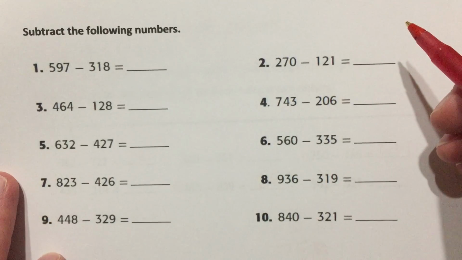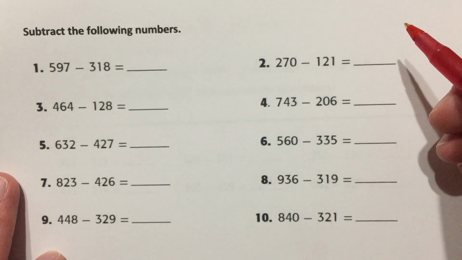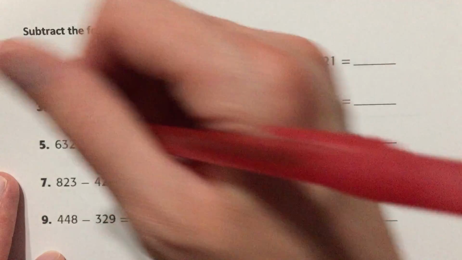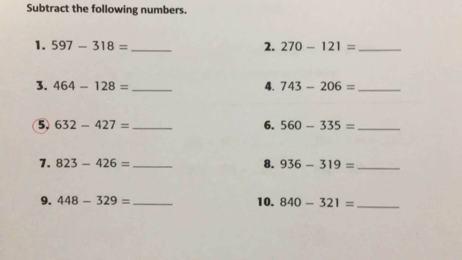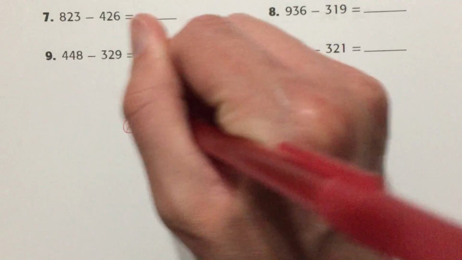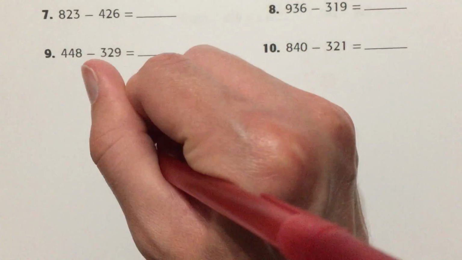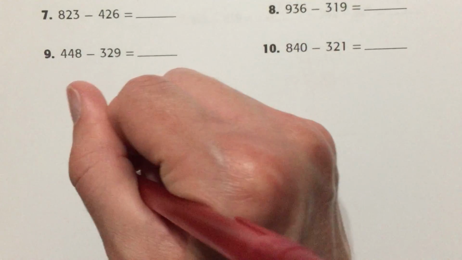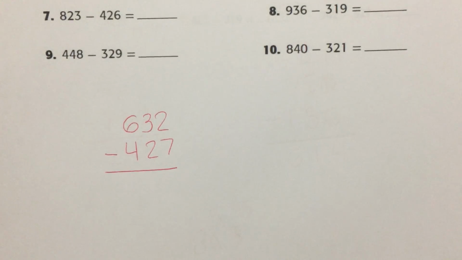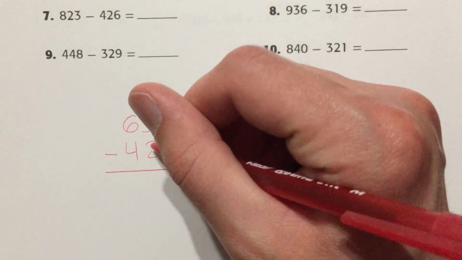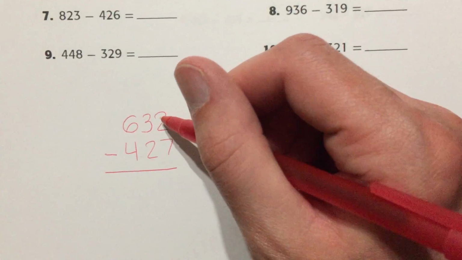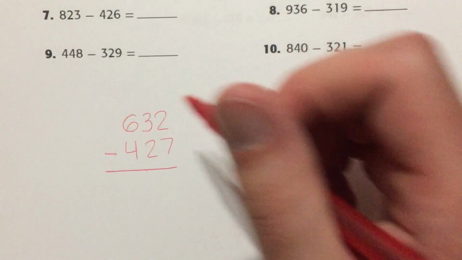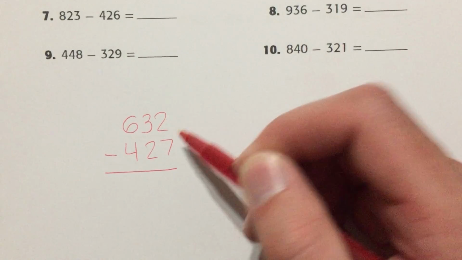So let's take a look at number 5. 632 minus 427. And we're going to do this one right down here. 632 minus 427. Okay, good stuff. So ones are lined up, tens are lined up, hundreds are lined up. Step 1 is complete. Now we take a look at our ones. We're going to work from right to left. Ones place. 2 minus 7.